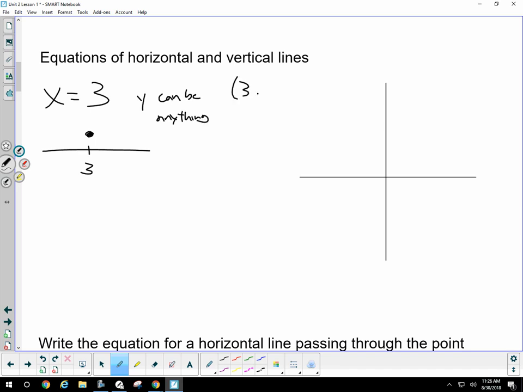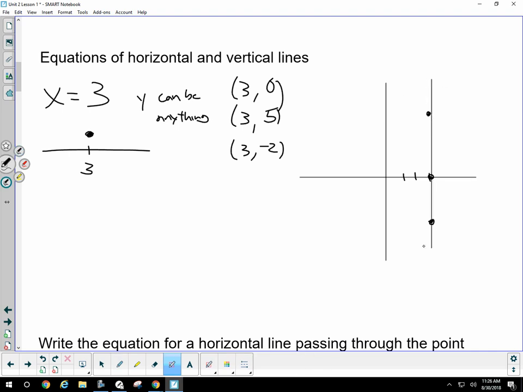So you're thinking about x coordinates of 3, y could be 0, y could be 5, y could be -2. If I started plotting those points, I would find that an x equals one variable equation would end up being a vertical line.